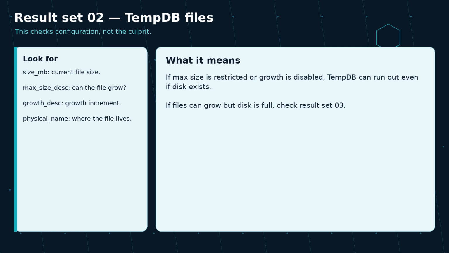Result set 02 shows the TempDB files themselves. Focus on the data files, their current size, maximum size, growth setting, and physical path. A file marked no_growth, a restrictive maximum size, or an unsuitable growth setting can prevent TempDB from obtaining more space. Multiple data files are not automatically a problem. The purpose of this grid is to confirm whether the configured files are capable of growing when more space is required.